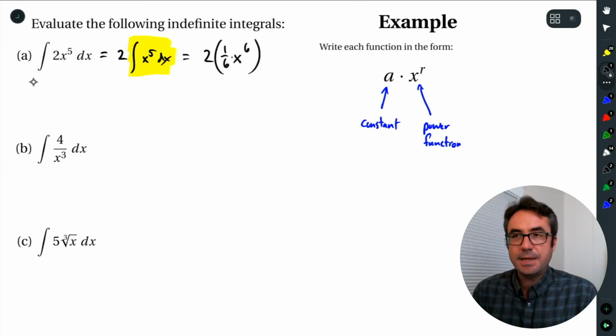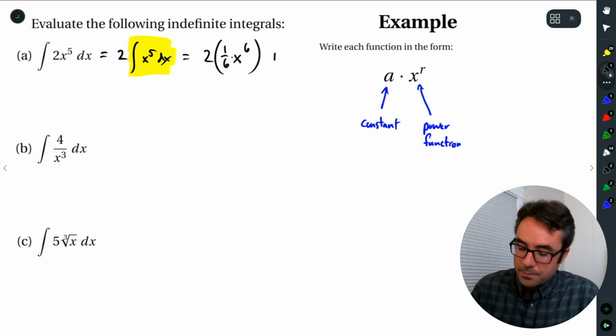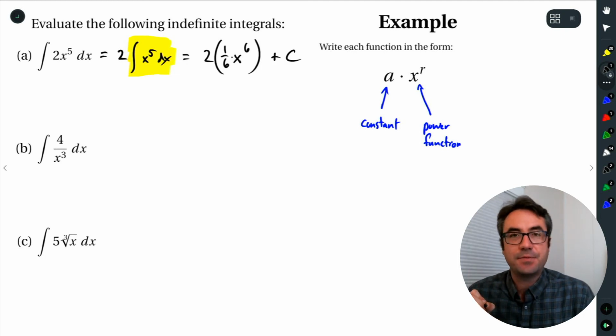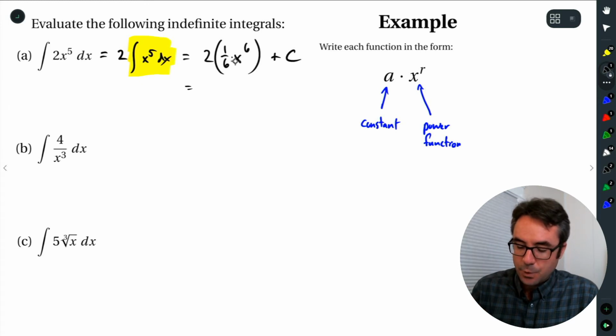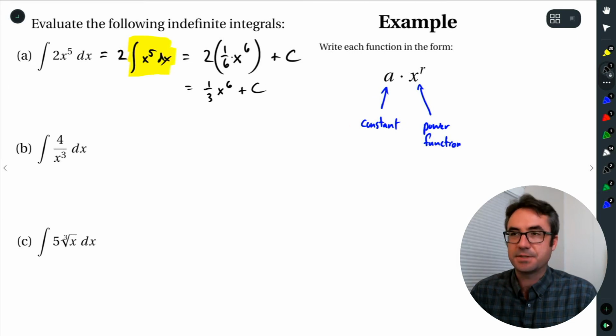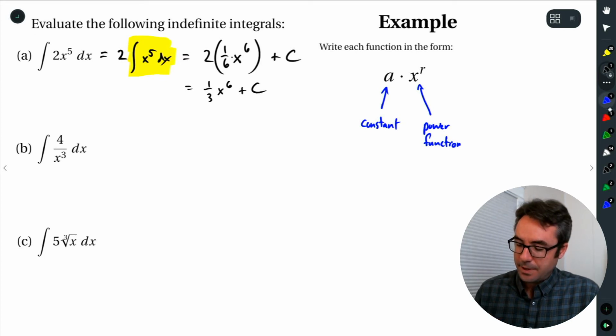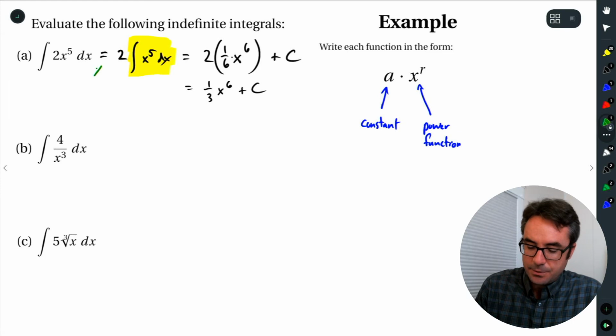And because we're doing an indefinite integral, that's not quite the end of the story. We put our plus c on at the end. And then if we clean this up, we get 2 divided by 6 is 1/3. So we get 1/3 x raised to the power 6 plus c. So what we did right here, this is where we use the constant multiple rule.